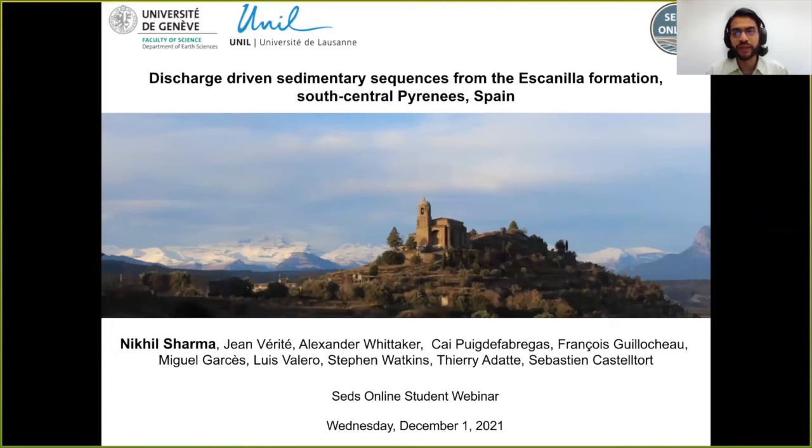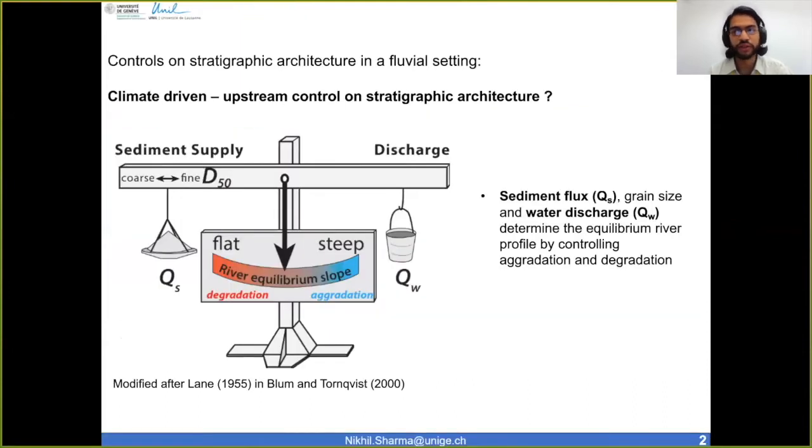So today I'll be presenting the work I've been doing as a part of my PhD project on the Escanilla formation in the southern Pyrenees in Spain. And the fundamental question that my project revolves around is to try and understand if climatic signals do leave an imprint on the stratigraphic architecture.